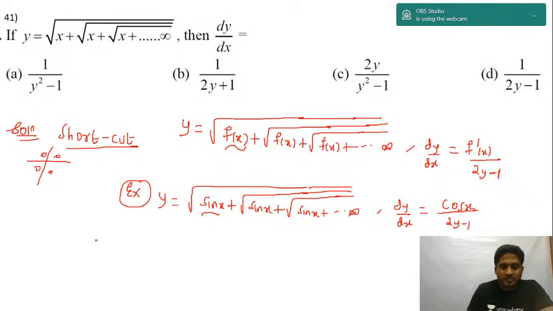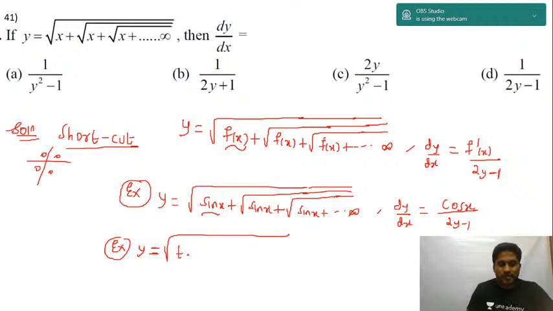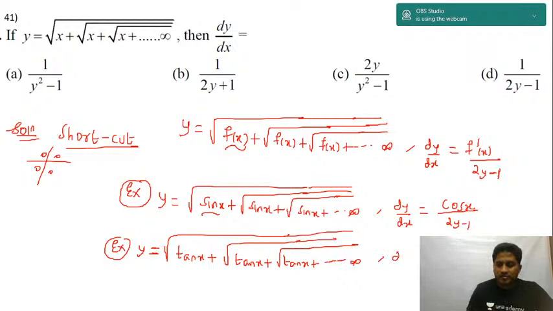Now I give you another example. Listen, y is equal to root tan x plus root tan x plus root tan x plus root tan x and so on up to infinity. This is asked thrice in CET. Then dy by dx will be equal to, the 2y minus 1 will be there in the denominator. The differentiation of tan x is sec square x. So the answer is sec square x upon 2y minus 1. Hope this is clear, guys.